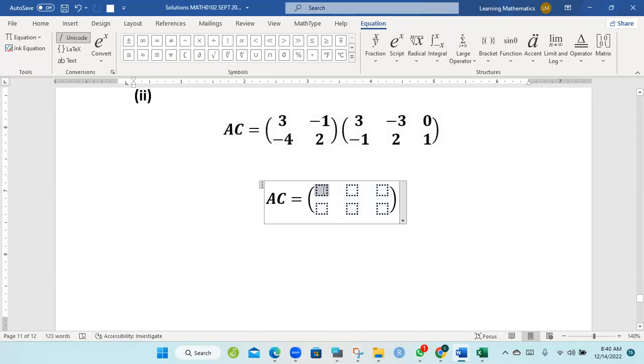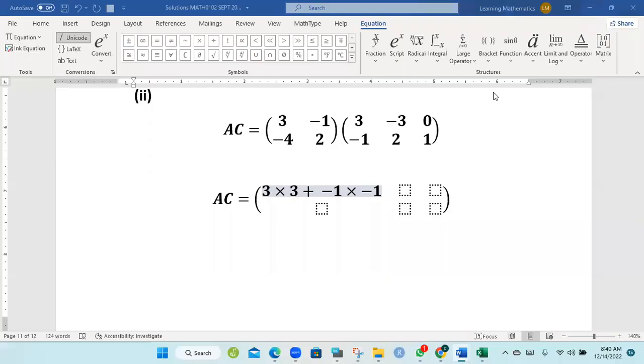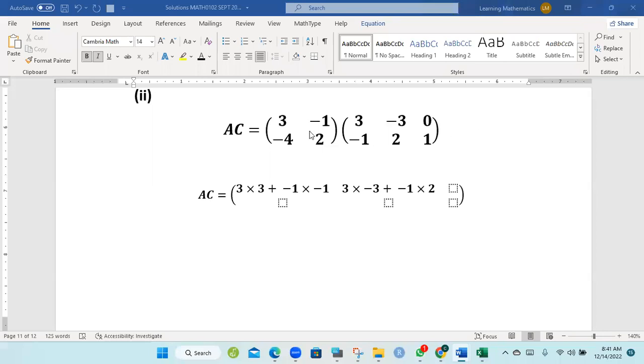Now, remember we have to multiply and add. To get that first element, we have to use row 1 and column 1. So 3 times 3 plus negative 1 times negative 1. Now, since we're using the first row, let's just continue with that first row with the second column. So 3 times negative 3 plus negative 1 times 2. And we continue with that first row, 3 times 0 plus negative 1 times 1.